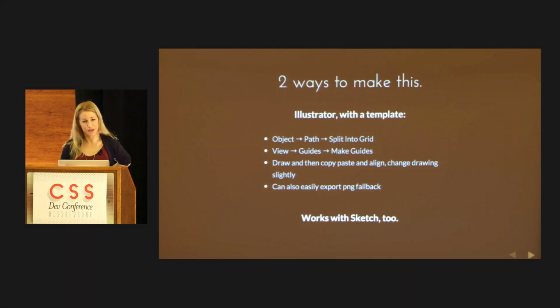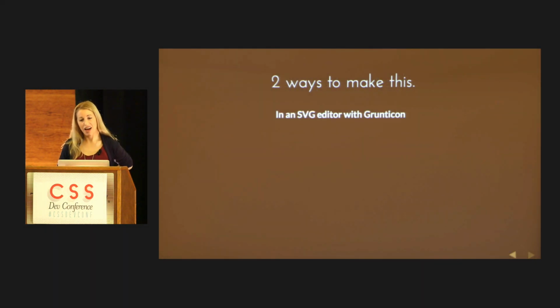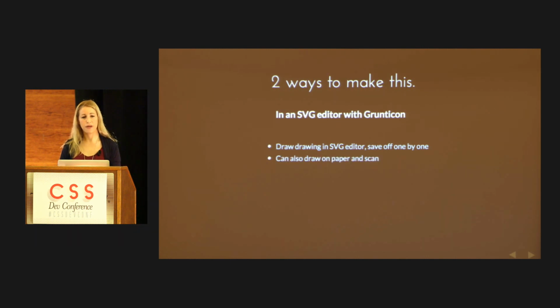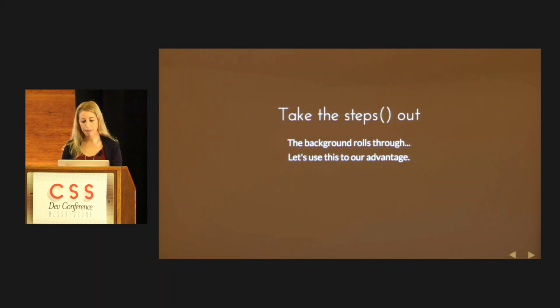And it works with Sketch too. I didn't go through all of these things with Sketch. Another way to do this is in an SVG editor with Grunticon. So you can draw in an SVG editor or on a piece of paper and save off one by one, or you can draw on paper and scan. And then you can use Grunticon, and it makes the fallback for you, which is really nice, so you don't have to go through the whole templating process.